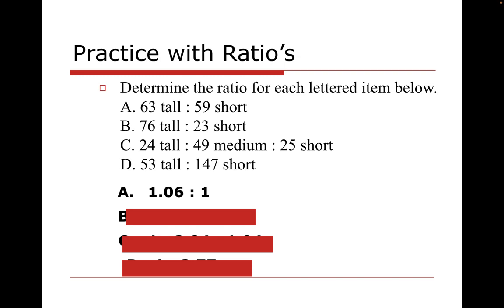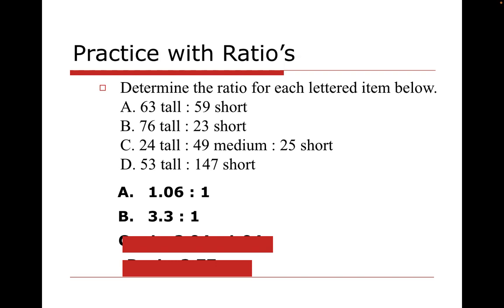So hopefully you were able to determine that, again, 23 is the smallest number. So you take both of those, 76 divided by 23 and 23 divided by 23. And you should have come up with a 3.3 to 1. So every 3.3 talls, you get 1 short.